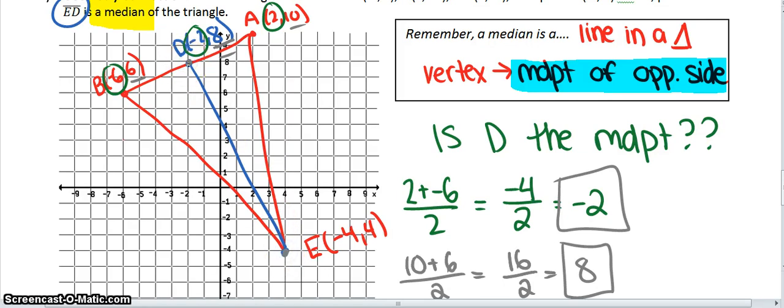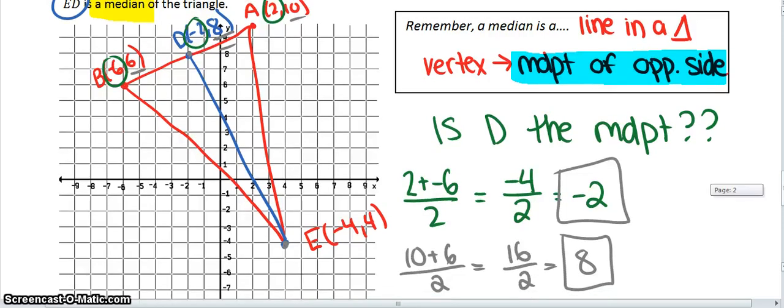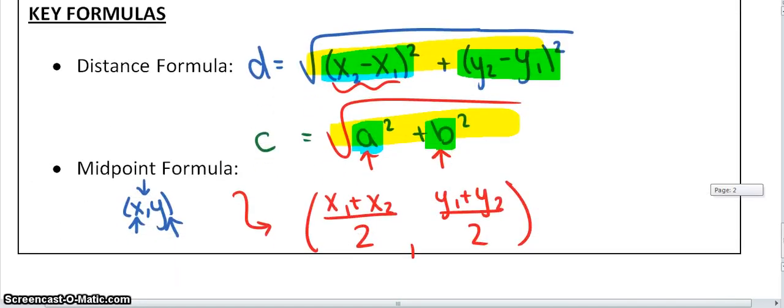If you have any questions about this, please pause the video and ask. Otherwise, you have some problems that you can try on the homework. You need to know the distance formula. You need to know the midpoint formula, so you can study those as well.